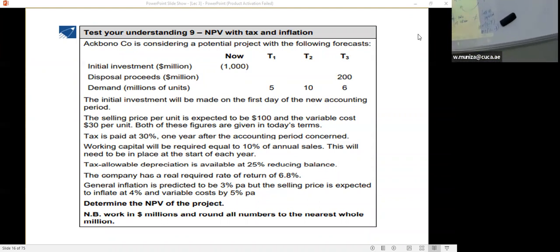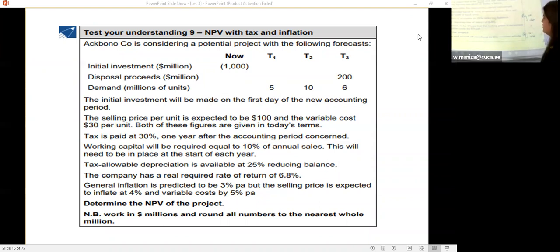For the selling price, it's 100, and the selling price is expected to inflate at 4%. That's 0.2 in today's terms. So even in the first year, we need to inflate it at 4%. Yeah, I got that. Please do your calculations. Okay, let me just do mine.